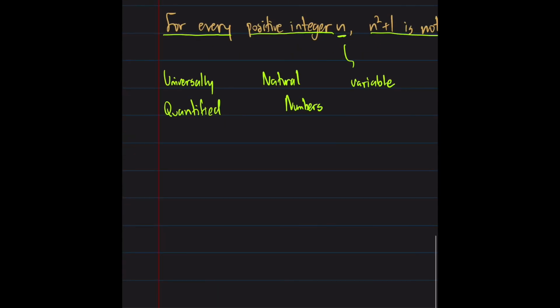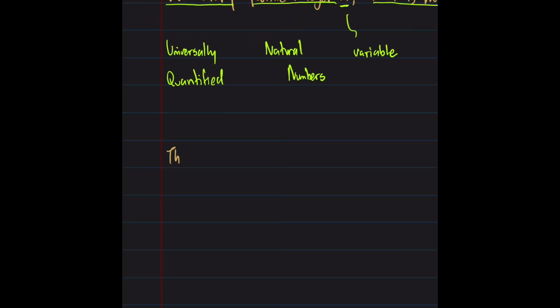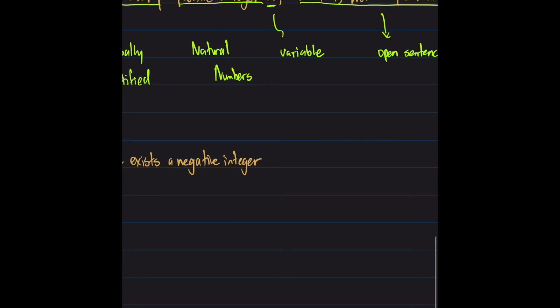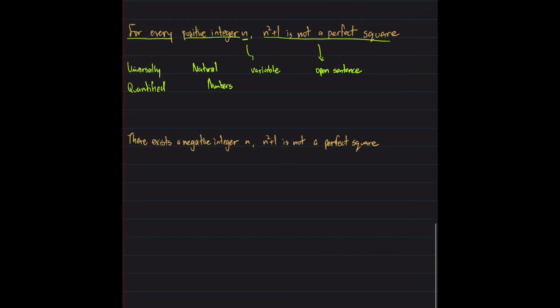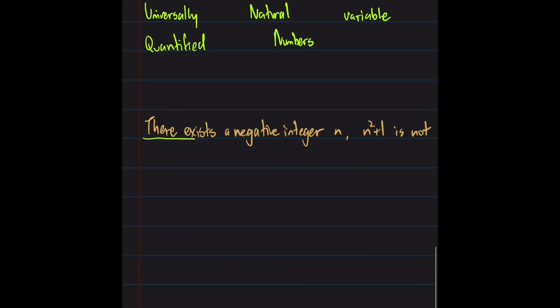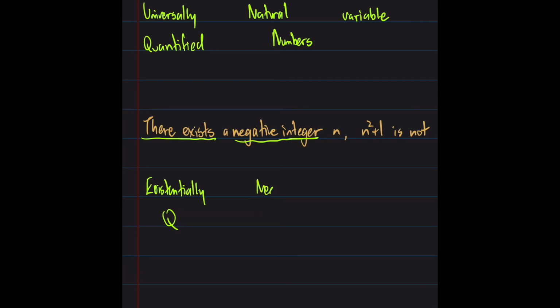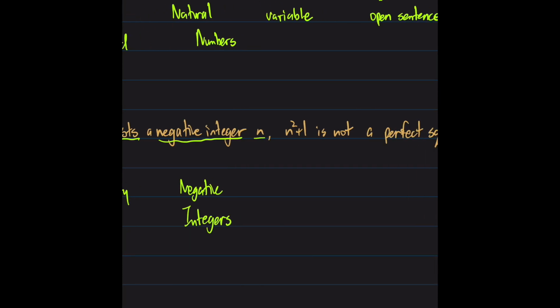And now if I were to change this statement to say there exists a negative integer n such that n squared plus 1 is not a perfect square, right? So we just took that and changed a couple of things about it. Then we would say there exists, so that means that this is existentially quantified. We know that this would mean that it's negative integers, and we know that this is our variable again, and this is our open sentence.